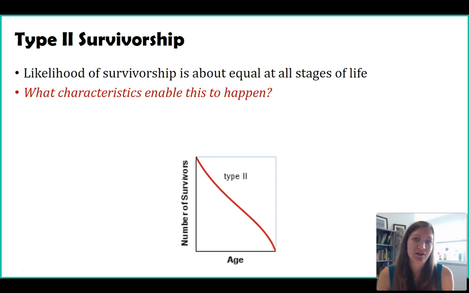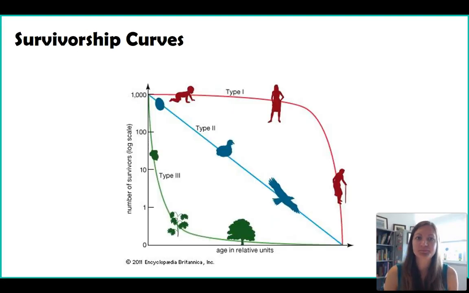These species are all different. They might have premature young, they might have developed young, they might be large in size, small in size, they might have prenatal care, they might not. So if you see a question about what type of survivorship this organism has, really think about what are the different ways they could die throughout their lifespan. And I'll probably give you some clues to that in the question itself.